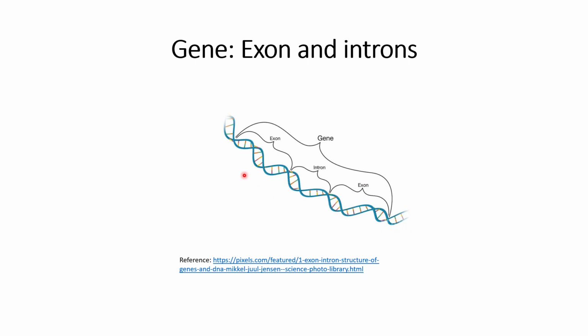Within the sequence of nucleotides we need to understand that some parts are recognized as exons and some parts are recognized as introns. We will understand what exon and intron mean, and out of these two, which one is important.